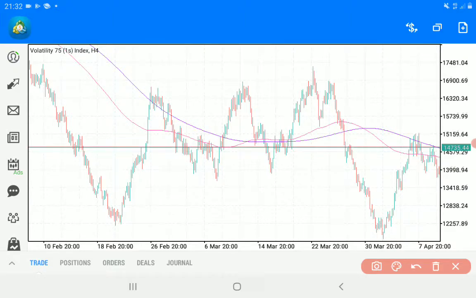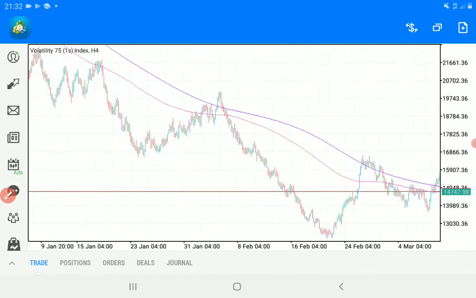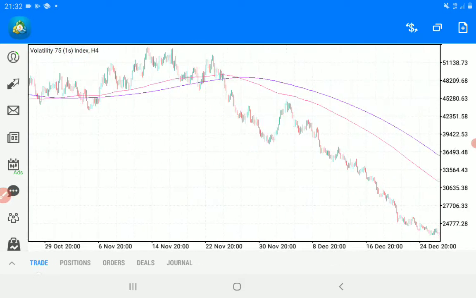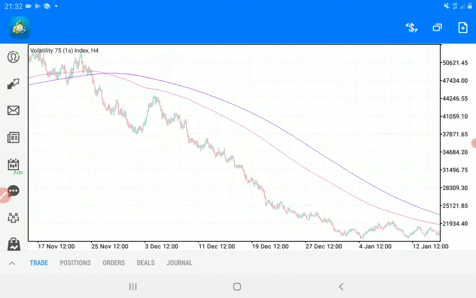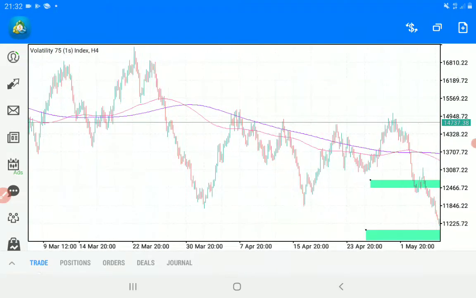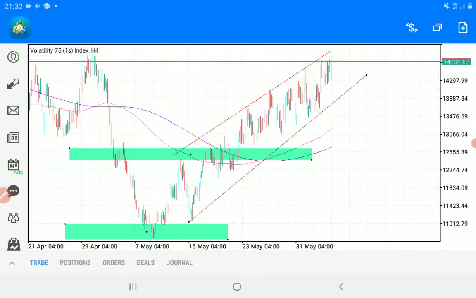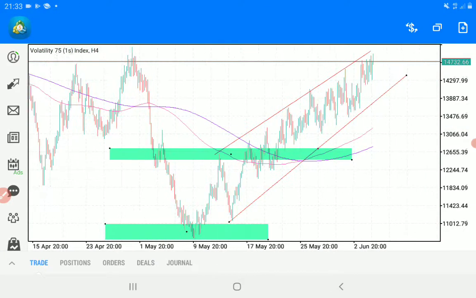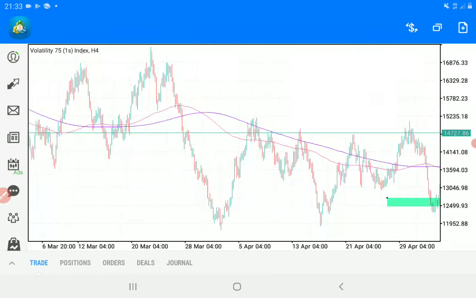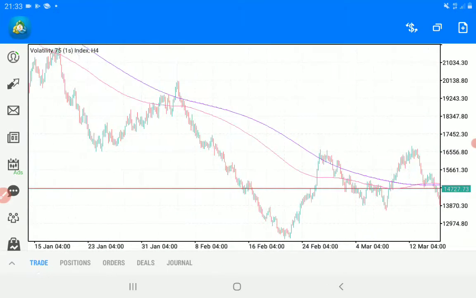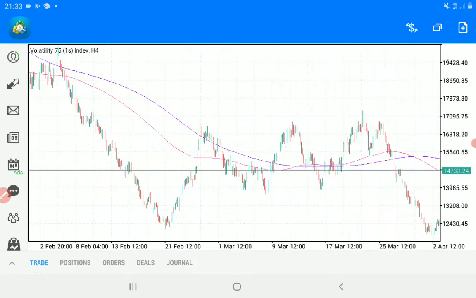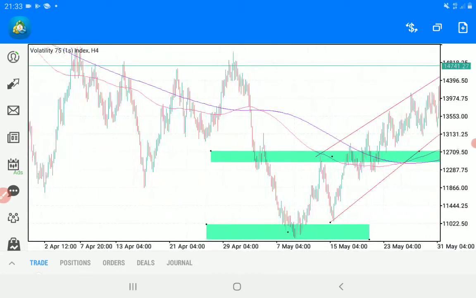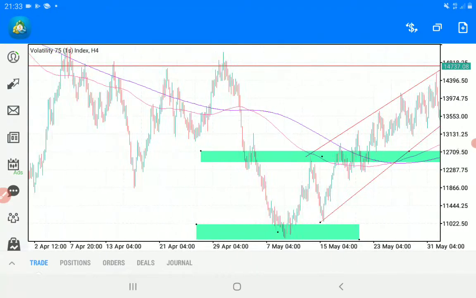Let me just delete that. Okay, I deleted that. All right, so if you were to draw the bigger trend line or the bigger support and resistance, your biggest support will be here, and then your highest resistance, for the nearest part, would be here.